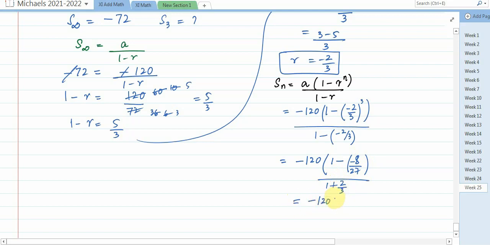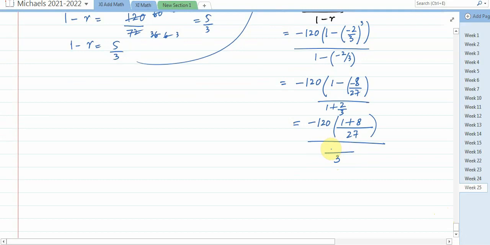In the numerator I am taking the LCM, that is 27. It will be 1 plus 8. In the denominator I am again taking the LCM, that is 3. It will be 3 plus 2, and it will be 27, because when you are taking the LCM, here is 1, so 1 needs to be multiplied by 27, right? After that, it's minus 120, 27 plus 8 is 35, divided by 27, divided by 5 divided by 3.